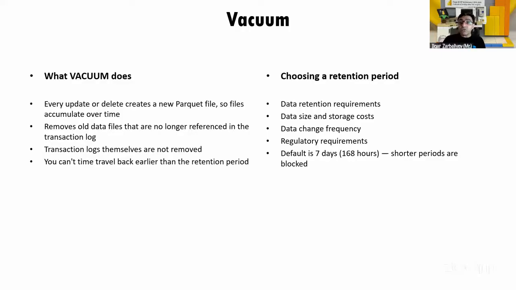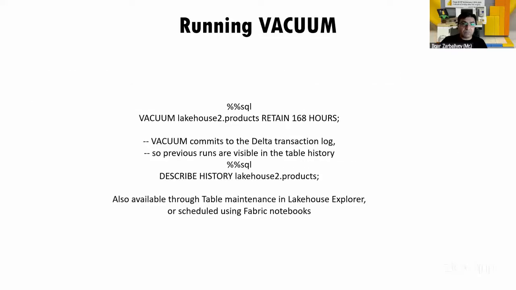So choose your retention period deliberately based on your data retention requirements, your data size, and storage costs, how frequently data changes, and any regulatory requirements you are subject to. The default retention period is 7 days. That's 168 hours. And the system prevents you from using a shorter one, precisely because shortening is a destructive decision.